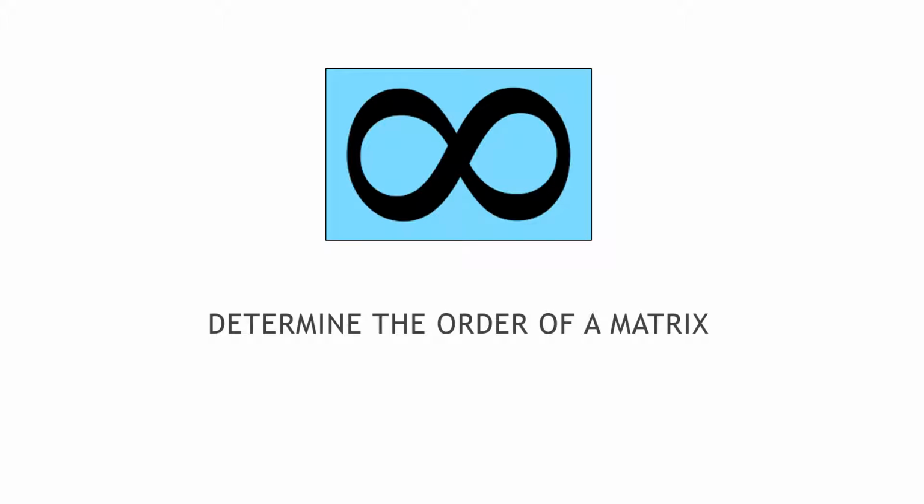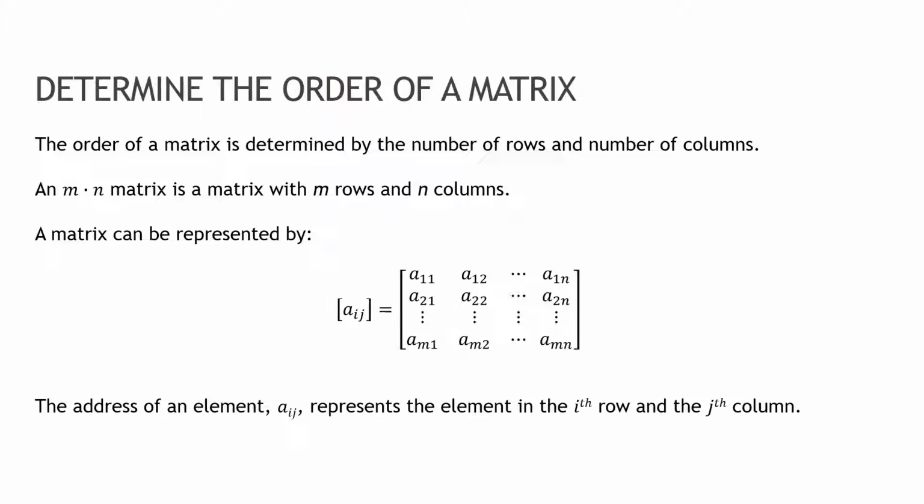Now let's talk about the order of a matrix. The order of a matrix is important because it helps us to determine whether or not two matrices can be added, whether or not two matrices can be multiplied, if they can be subtracted, etc. So the order of a matrix is basically just finding out how many rows and how many columns.